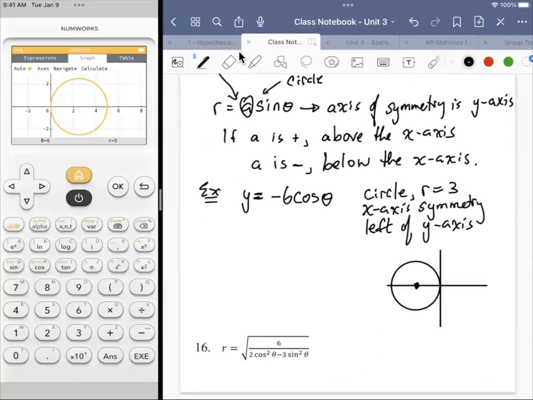So right here is where my center is going to be. If I know the diameter is 6, then the radius has to be 3. So that's where this 3 comes from. That makes the coordinates of the center 3, 0.